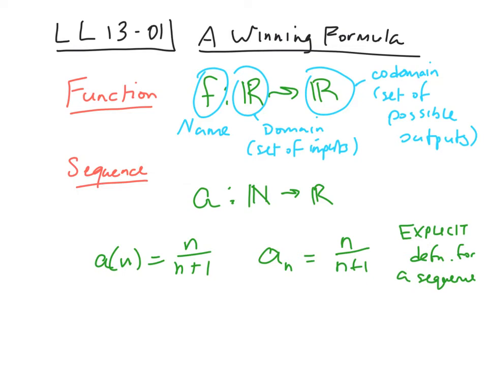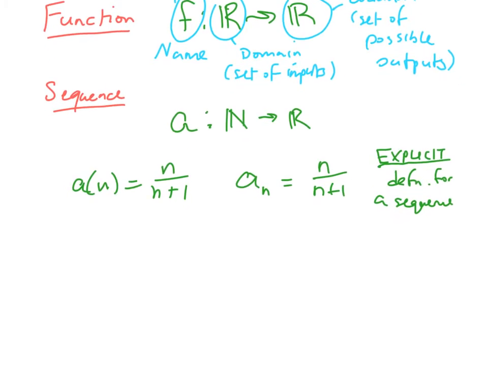It's explicit not because it has like adult content or anything, but because it tells us exactly what a sub n is in terms of the input, directly in terms of the input. And we're going to give an example of a different way of defining a sequence later on. But first I want to do a few things with this definition.